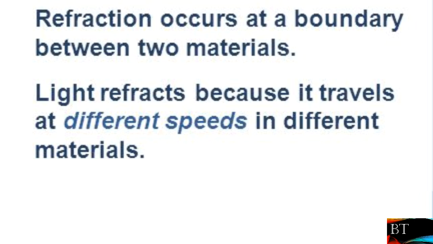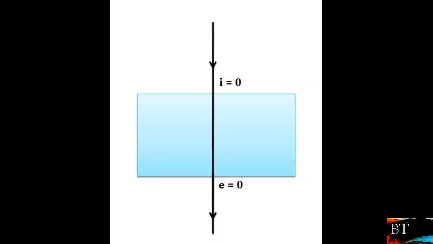But we can notice one thing, that when a ray of light incident normally on the surface separating two media passes undeviated. Here, the angle of incidence I is equal to 0 degree, and then the angle of refraction R also will be equal to 0 degree. The deviation of the ray is 0 here. That means the ray of light doesn't suffer any refraction, even if the optical density of the medium is different.